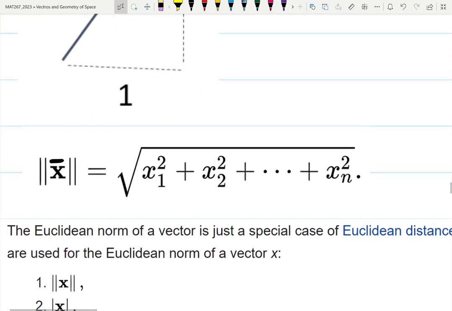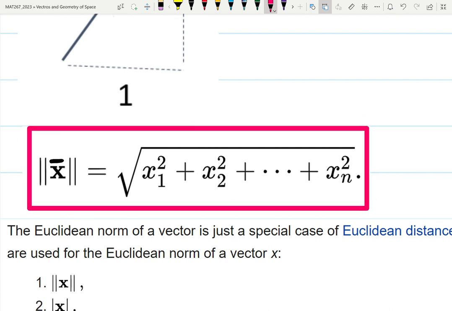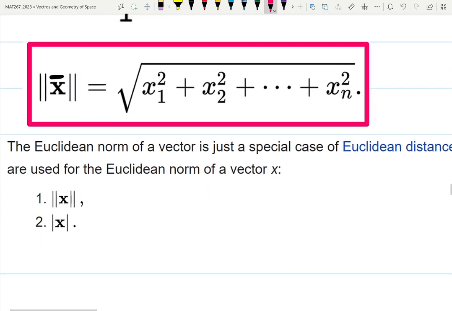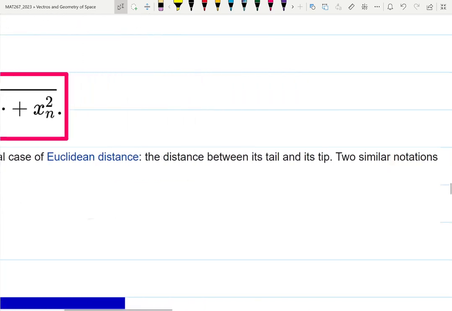You don't have to write this down, but in general, with as many dimensions as you want, you find the length exactly the same way. The huge square root: square all the components and add them together. The interesting point, I copied from Wikipedia. It's called the Euclidean norm of a vector. It's a special case of Euclidean distance, the distance between its tail and its tip.